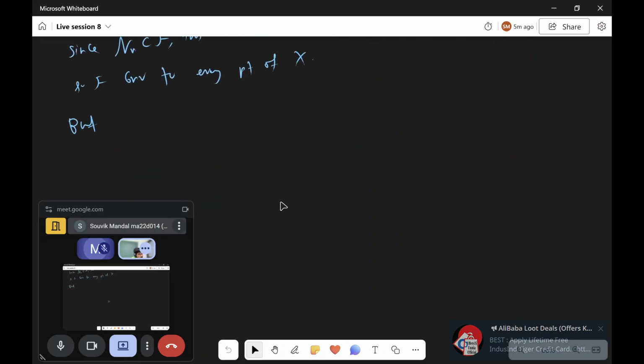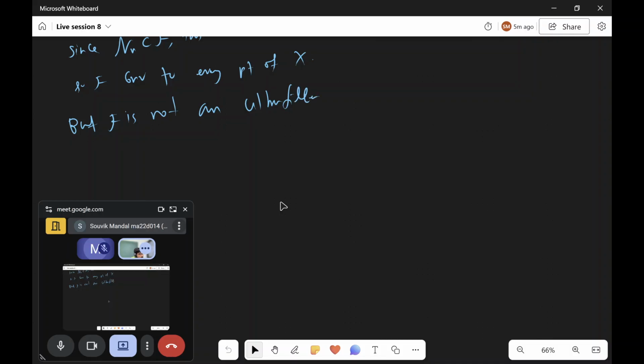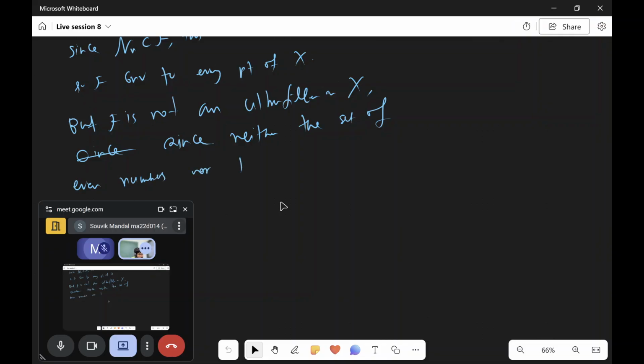But F is not an ultrafilter on X, since neither the set of even numbers nor the set of odd numbers is in F. So that is the argument.